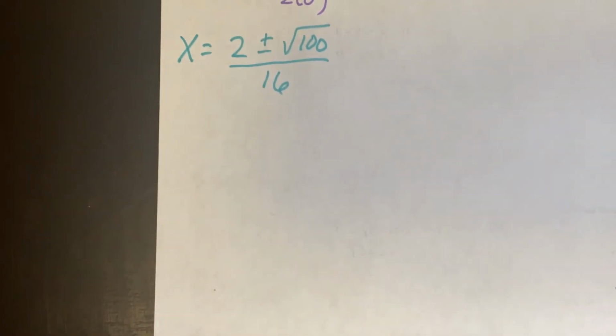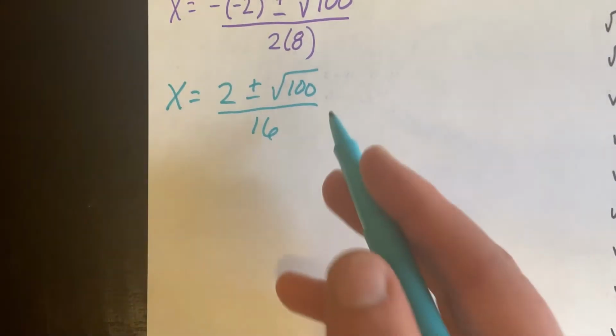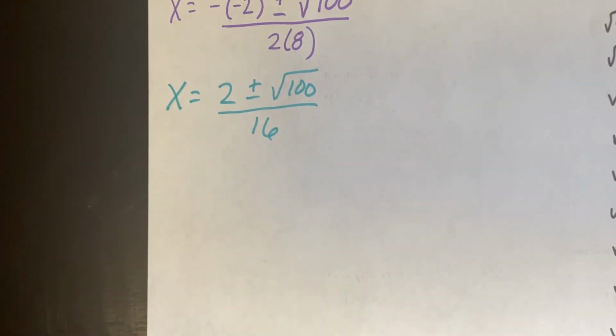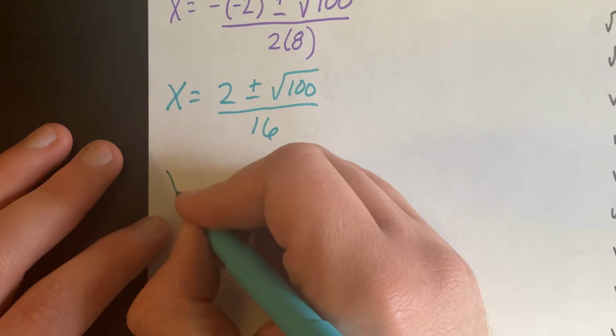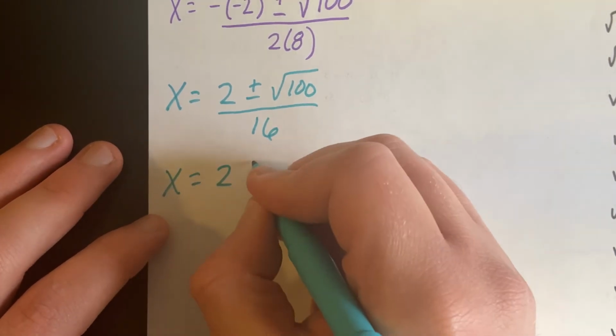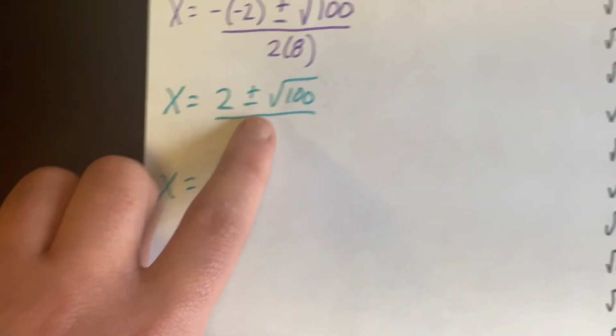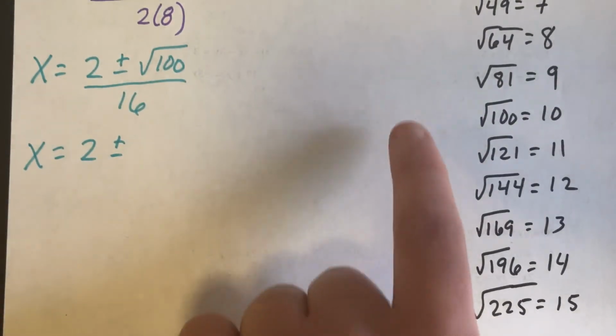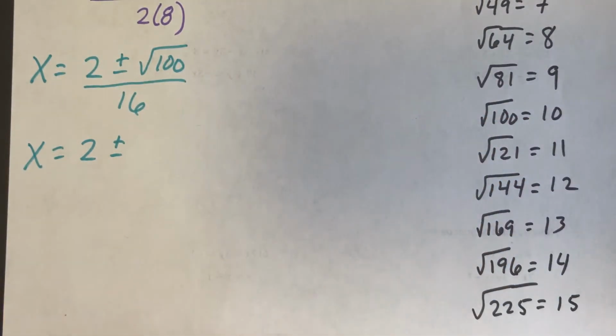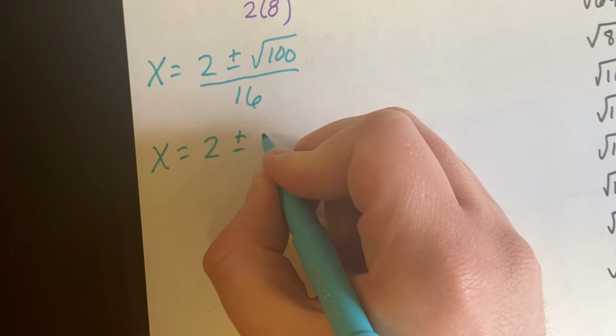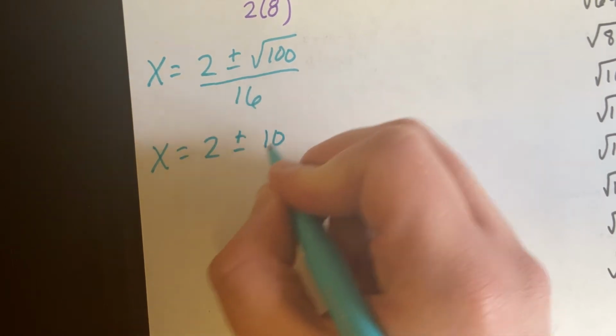Okay, so the next step, step 4, says take the square root. So now I'm going to get rid of the square root value and turn it into our perfect square value, right? So x is equal to 2 plus or minus, again, the square root of 100, right? We have that perfect square. We know it is a perfect number 10, right? So the square root of 100 is 10.